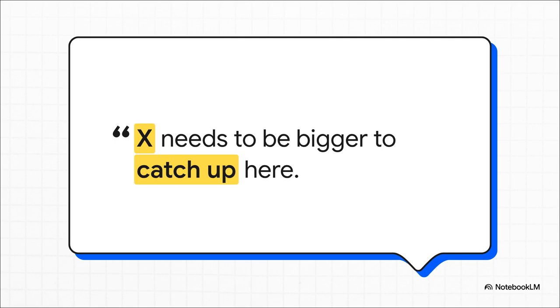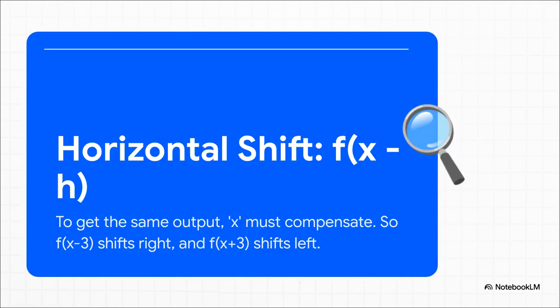Well, it's 3 units to the right of 0. So now we can finally state the rule with total confidence. When you see f of x minus h, you're shifting the graph to the right. When you see f of x plus h, you're shifting it to the left. The input x is always doing the opposite of what you see in the parentheses, just to compensate and get back to that original value.